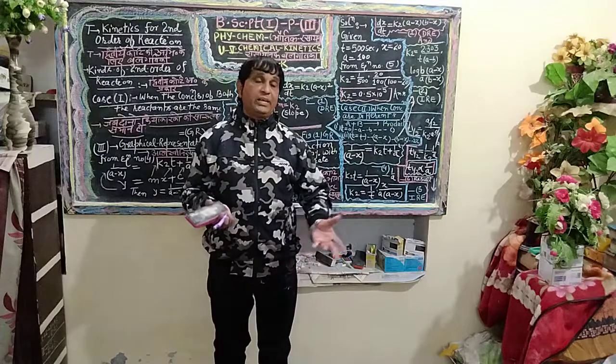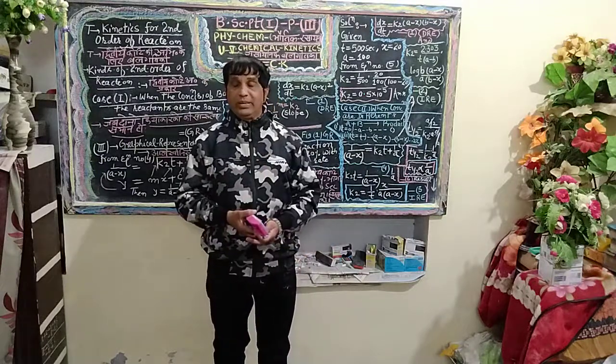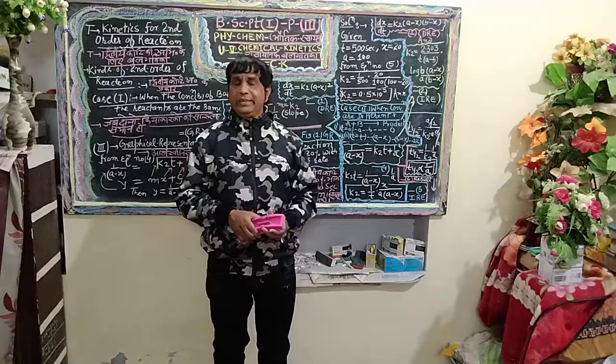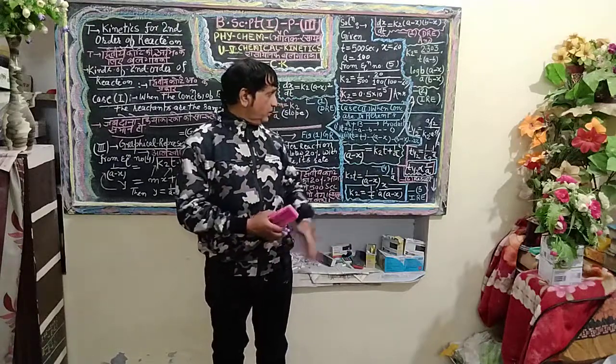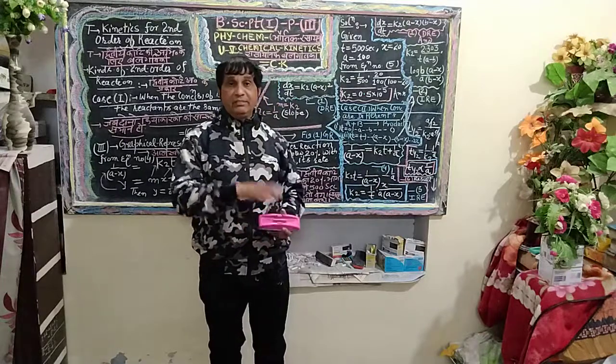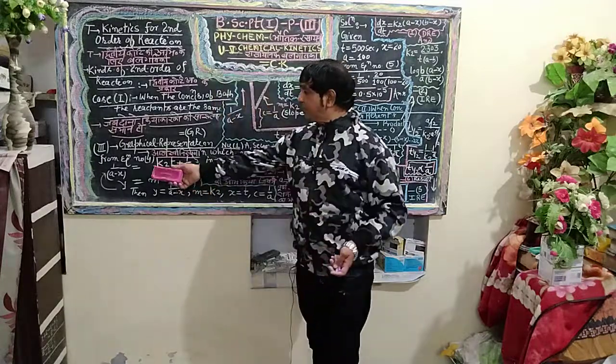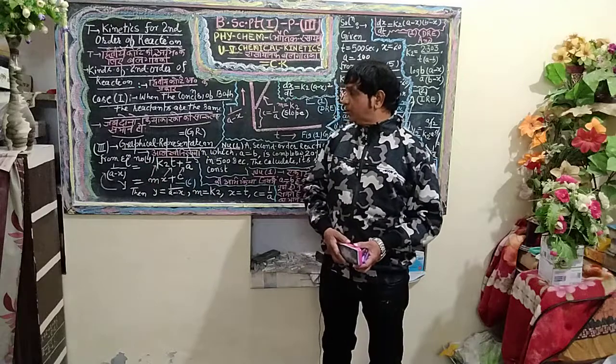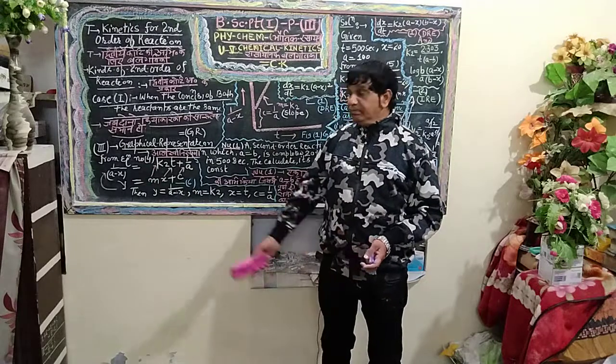What is the shape and size for such a second order reaction? Obviously it is very easy to plot. Now let us start from question number 4, and we arrange it in terms of 1 upon a minus x is equal to k2t plus 1 upon a.